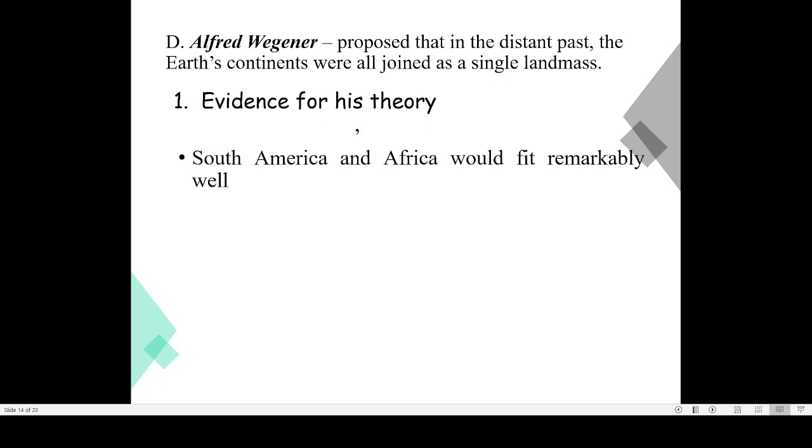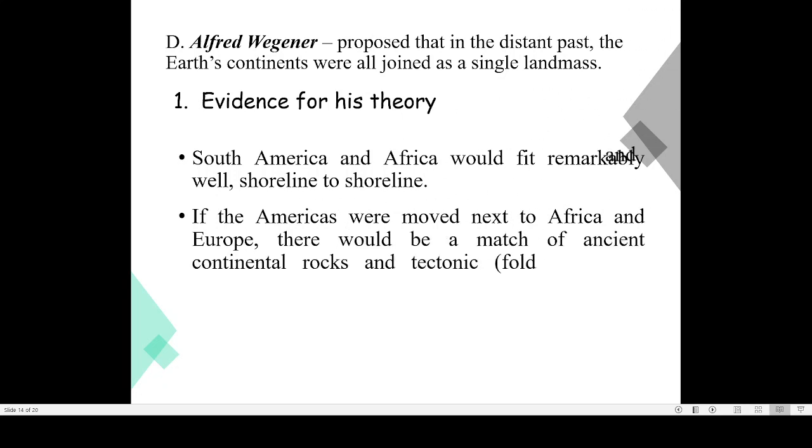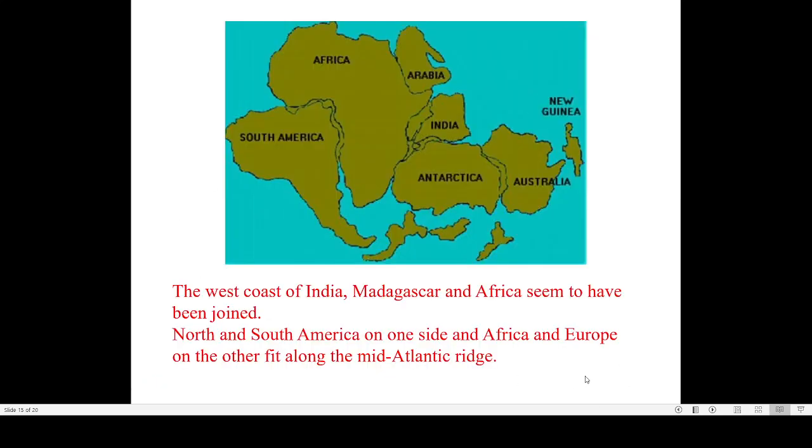Now we will see what are the major evidences in support of this theory. One is the fitting of South America and Africa. I told you earlier that if South America and Africa were moved towards each other, they would fit perfectly. So that is one of the most visible evidences for a common man to understand. Second is India and Madagascar: the western border of India and the eastern border of Madagascar can be tightly packed or tightly fitted with each other.